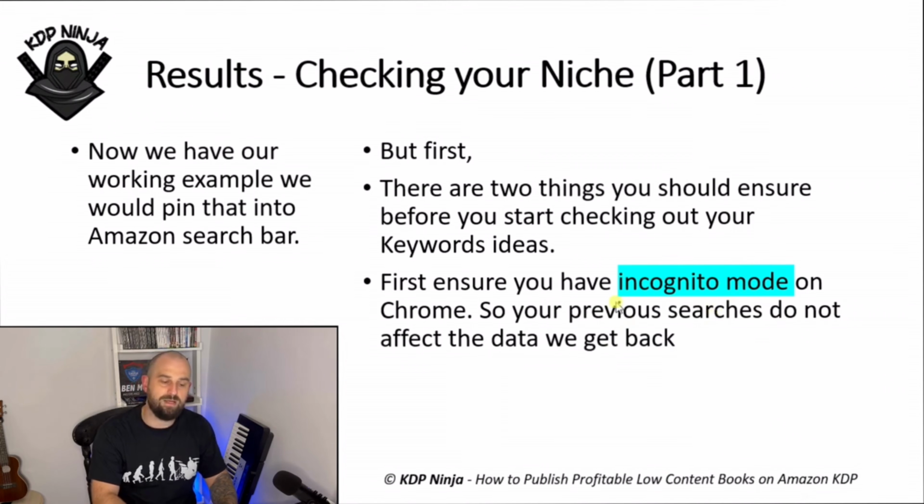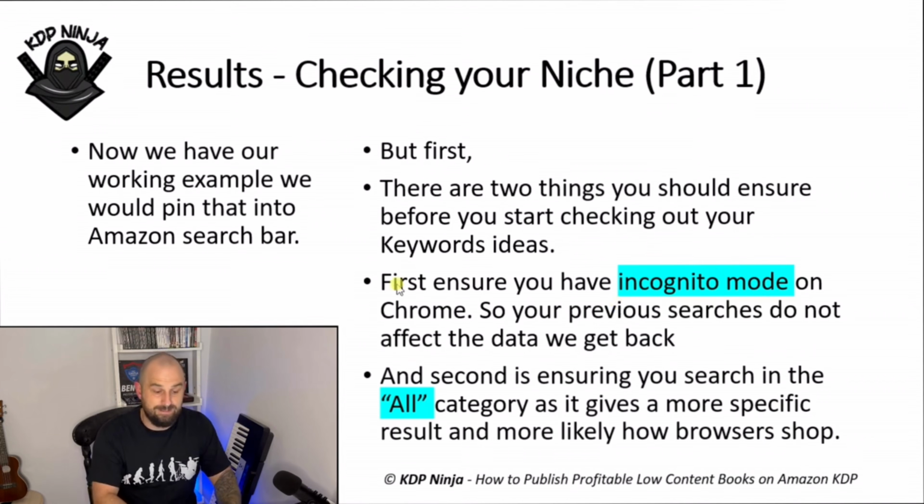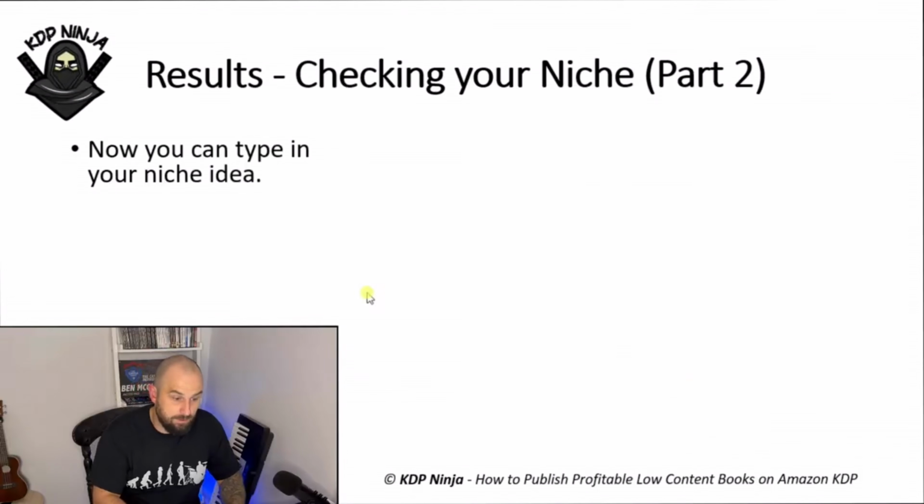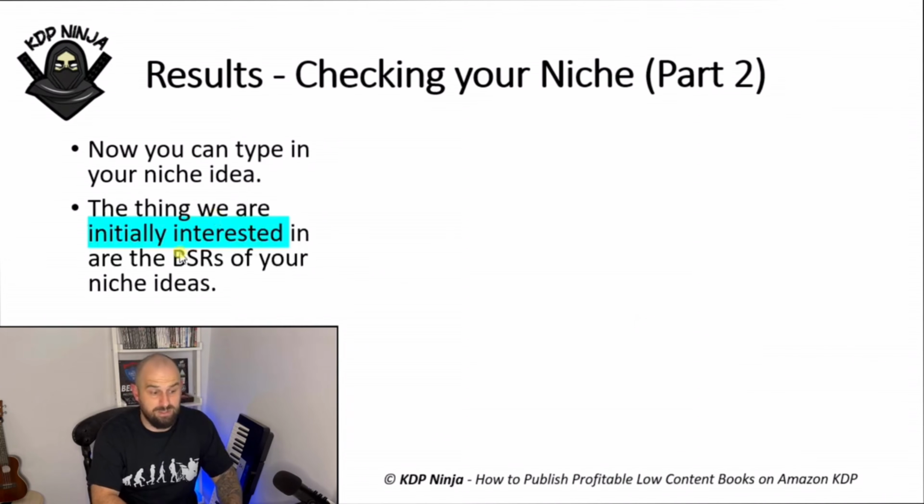The reason why we do that is so that all the searches that we get back are not affected by our previous searches, okay? So incognito mode does that. The second thing is when we're searching, we want to make sure that we search in the all category, as this gives us a more specific result, but also is more likely how browsers shop. So when someone's looking for a book on Amazon, they don't usually go to books, they'll just have it on the all category as default and they'll type in notebook for kids or whatever. Okay, so now we can type in our niche idea.